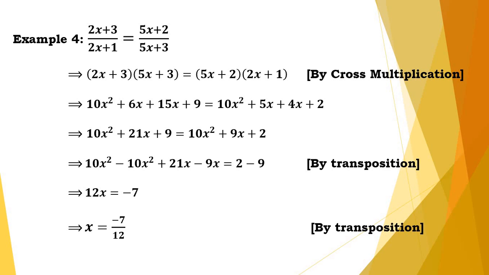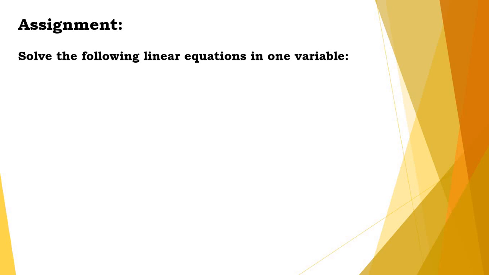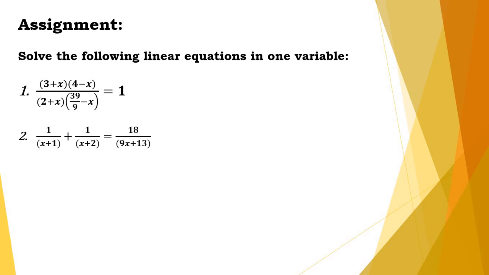So I hope you have understood how to solve the linear equations. So I am giving you one assignment. Solve these questions. (3 + x)(4 - x) divided by (2 + x) into 39 by (9 - x) is equal to 1. 1 by (x + 1) plus 1 by (x + 2) is equal to 18 by (9x + 13).